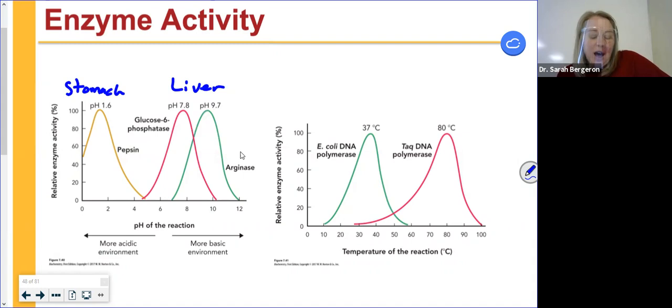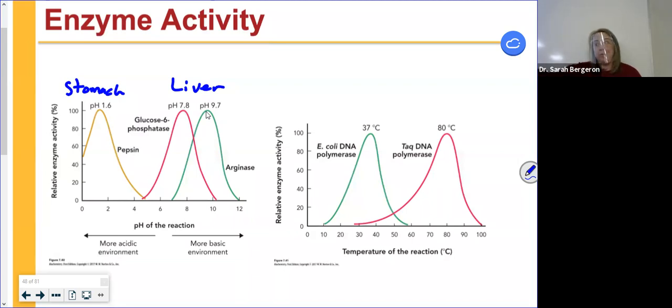So how does this happen? How do we have enzymes that are active at pH 1.6 and ones that are active at 9.7? So it all depends on the side chains. It completely depends on the side chains. How are the side chains determined?